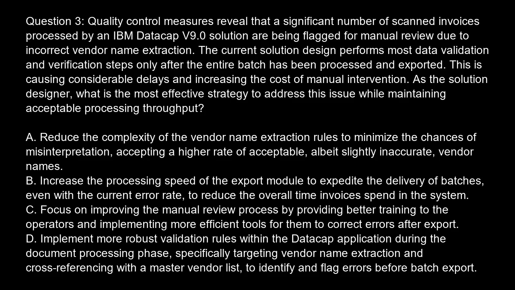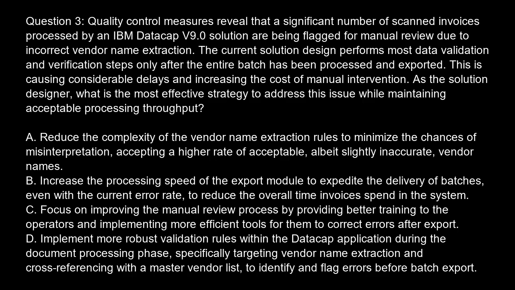Quality control measures reveal that a significant number of scanned invoices processed by an IBM Datacap V9.0 solution are being flagged for manual review due to incorrect vendor name extraction. The current solution design performs most data validation and verification steps only after the entire batch has been processed and exported. This is causing considerable delays and increasing the cost of manual intervention. As the solution designer, what is the most effective strategy to address this issue while maintaining acceptable processing throughput?